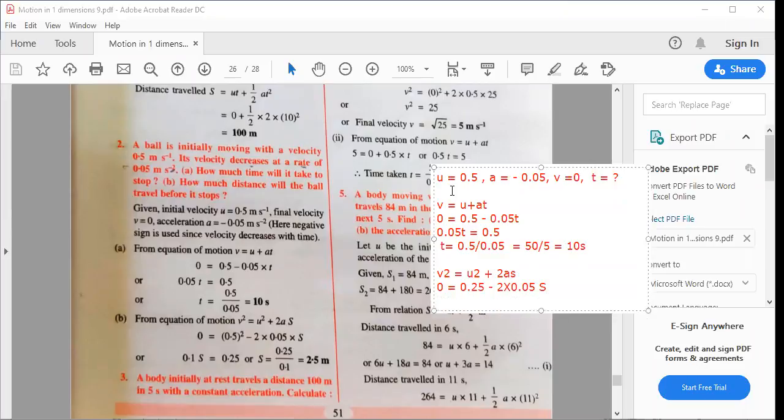So can you tell me what it will become? Let's take 2 into 0.05, which is what? 0.1. Okay, 0.1 s came to one side and 0.25 I kept here. So s is equal to 0.25, sorry, 0.25 upon 0.1. So it will become 2.5 meters.